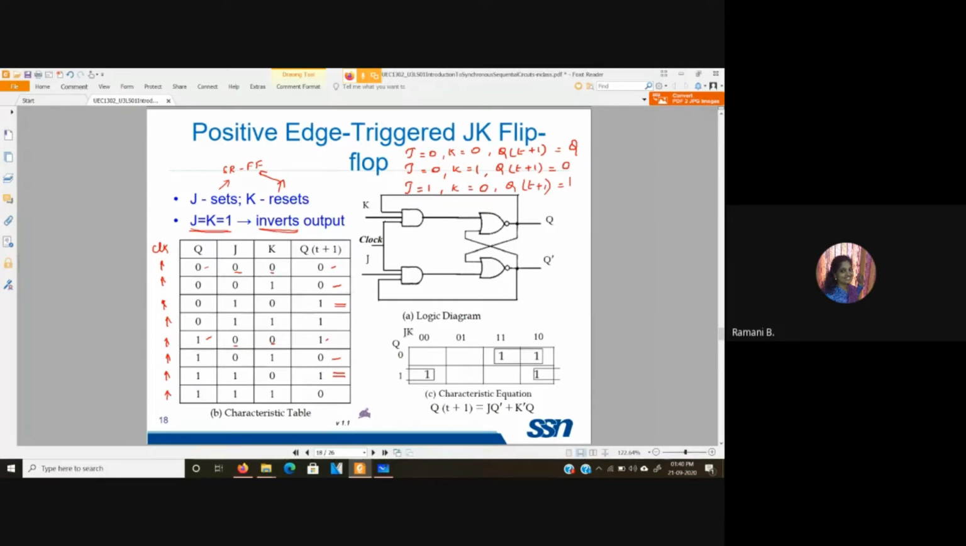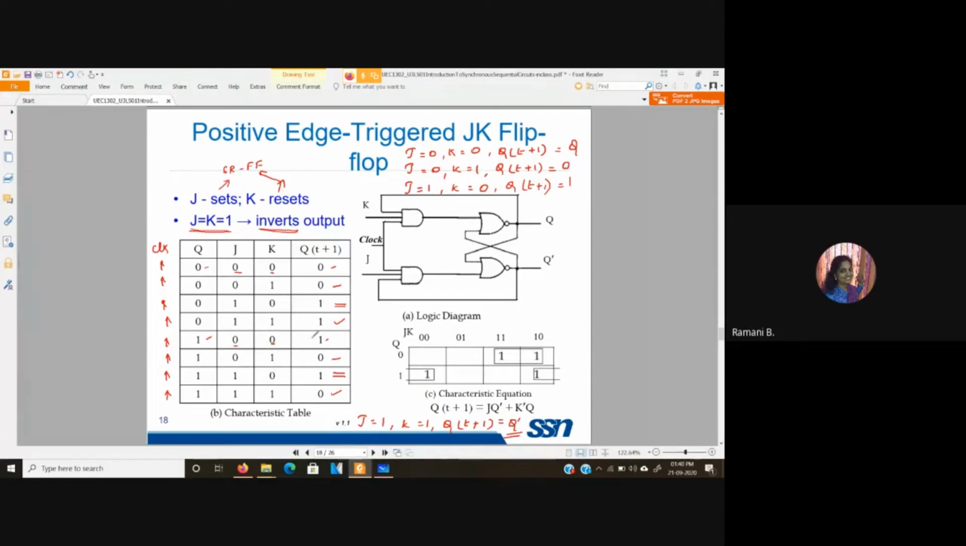Now coming to the condition J equals 1 and K equals 1. In this case, it is actually inverting the output. That means Q of T plus 1 is equal to Q bar. So with J equal to 1 and K equal to 1, when Q is 0, the output is 1. And when J is 1, K is 1, and Q is 1, Q of T plus 1 is 0. So this complements. Thereby, this flip-flop eradicates the forbidden condition of the SR flip-flop.